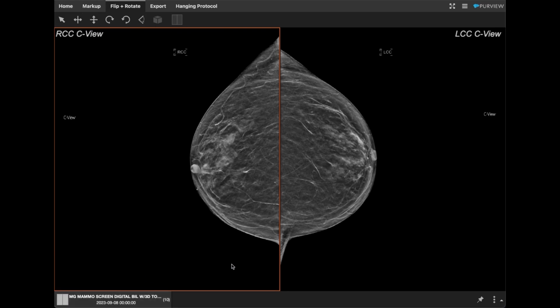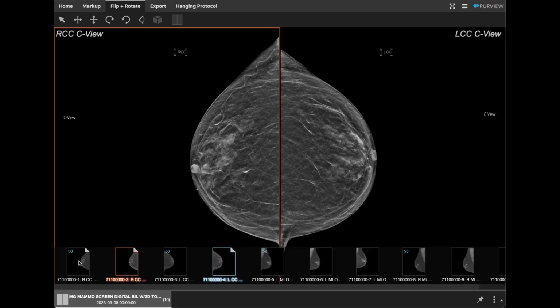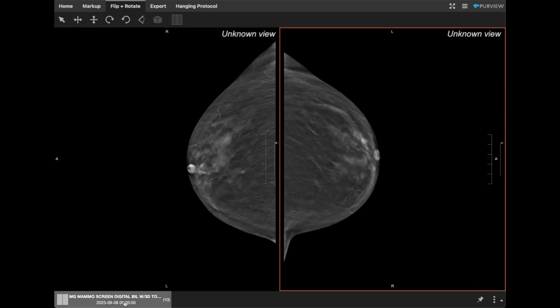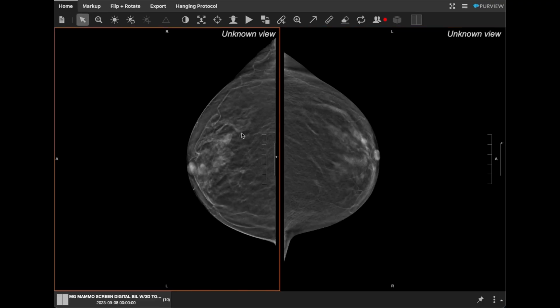Last, I'm going to show you how to do a tomo. So if you wanted to pull up a tomo here and scroll through it, just make sure that you go back to the home and have the pointer selected, which will allow you to scroll through the image.